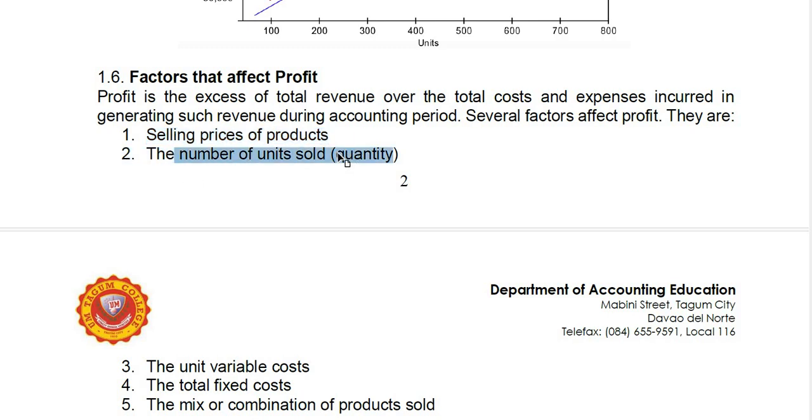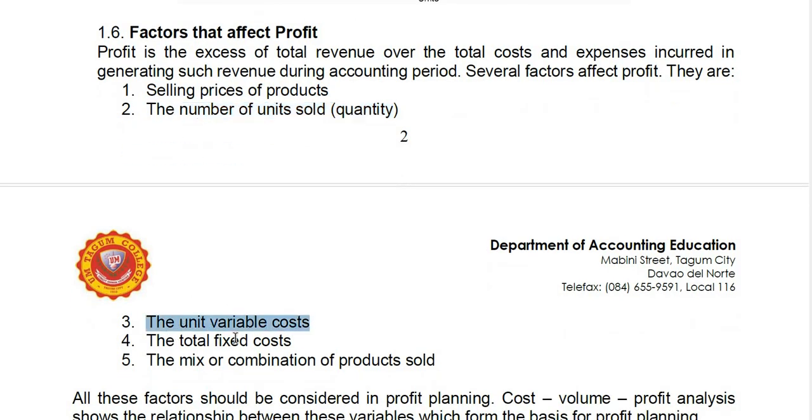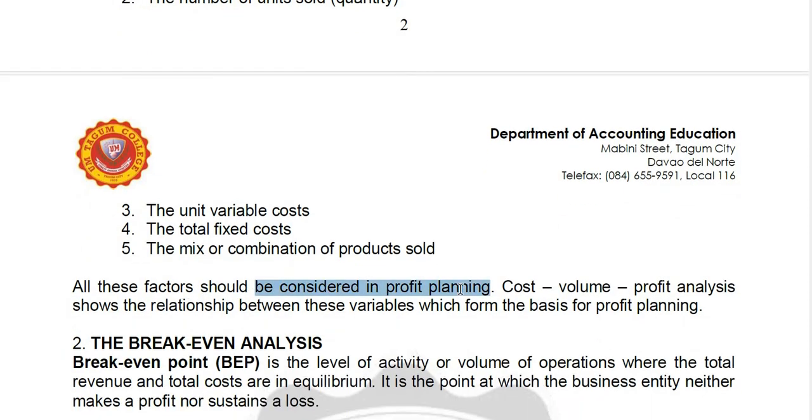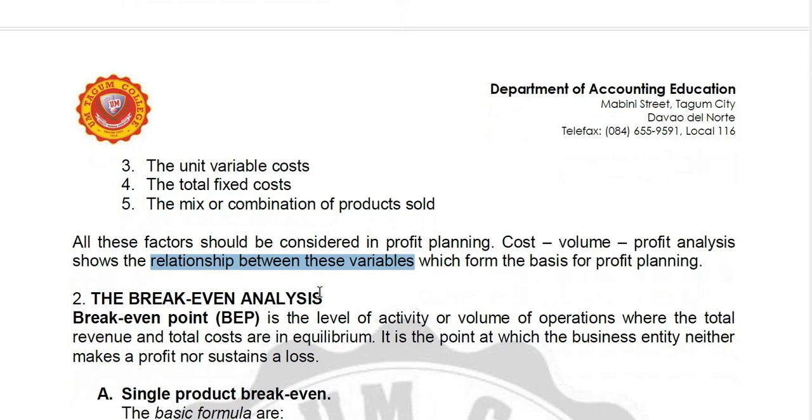So, the number of units sold, the unit variable cost, the total fixed cost, and the mix or combination of products sold. So, ito yung mga factors affecting the profit reported, no, for this particular entity. Okay? So, all these factors should be considered in profit planning. So, CVP analysis shows the relationship of these variables which form the basis for profit planning.